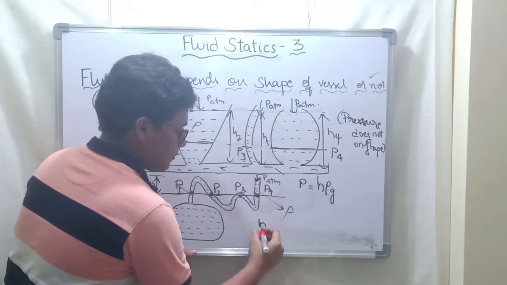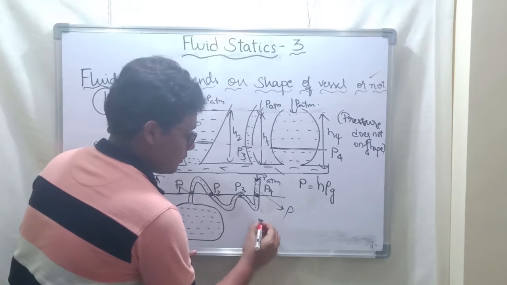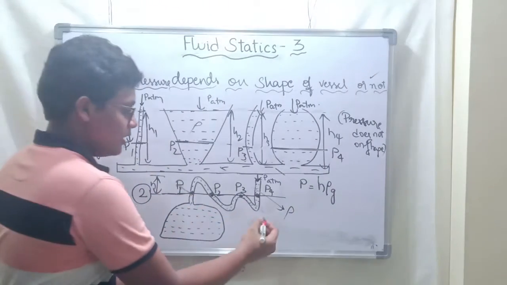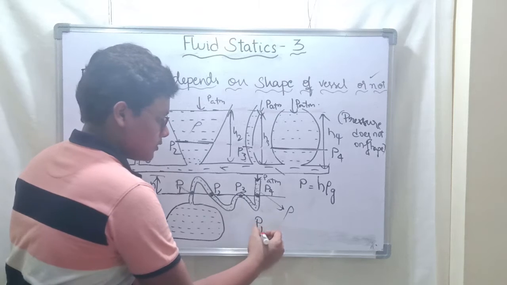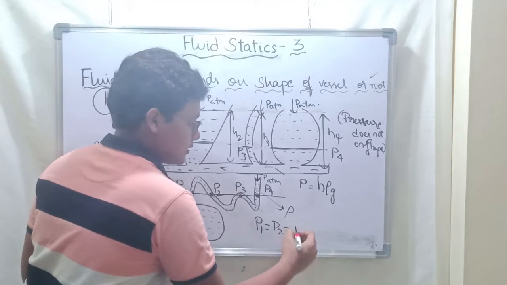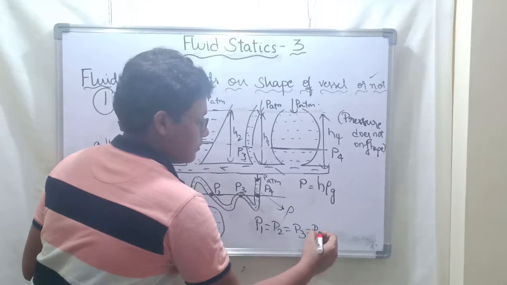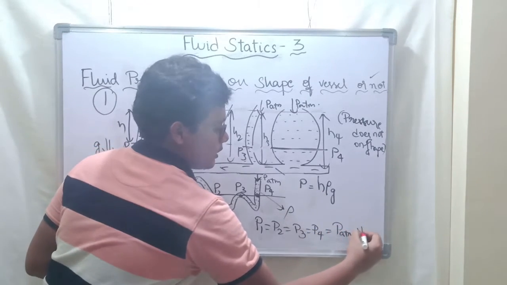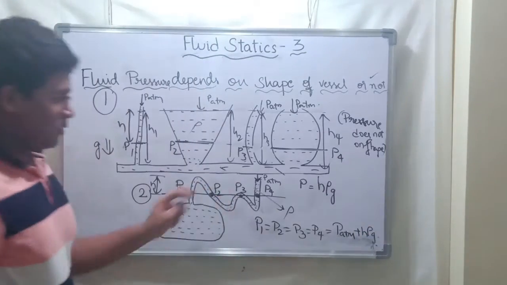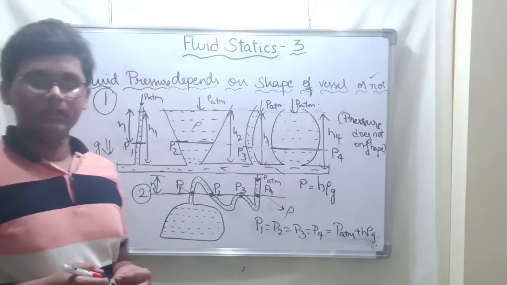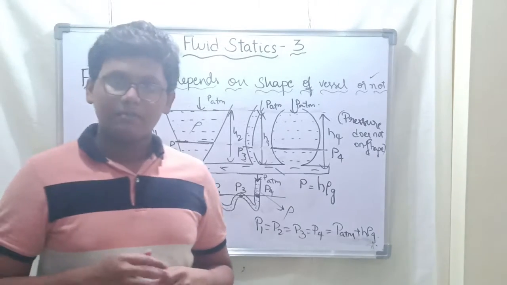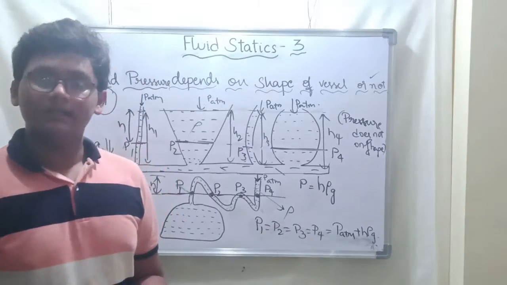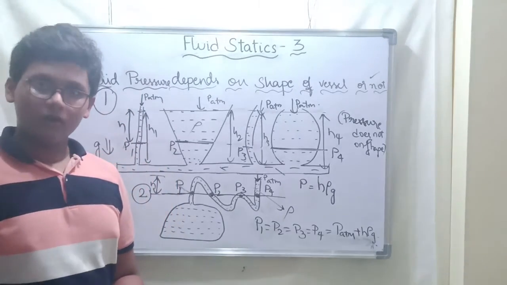Similarly, how we did this, it is also the same. See, they are at the same level, so pressure will be equal. So P1 is equal to P2 is equal to P3 is equal to P4 is equal to PATM plus H rho g. From this we can conclude that fluid pressure does not depend on the shape of the vessel. It depends on the height, density and gravitational force acting on it.